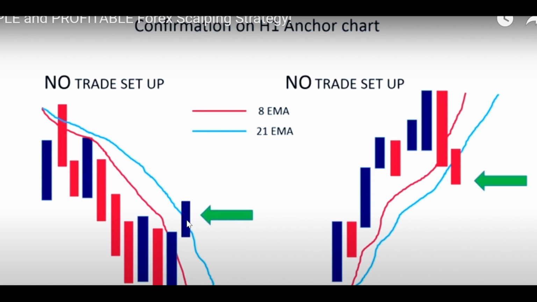If the price moves above these moving averages, so even though the moving averages are still in the same configuration, the price has now moved above the moving averages, then we don't have a trading setup. Same goes for the buy side of things, which is if the price has moved below the moving averages, even though the moving averages are in themselves in the right configuration, we don't have a trading setup.